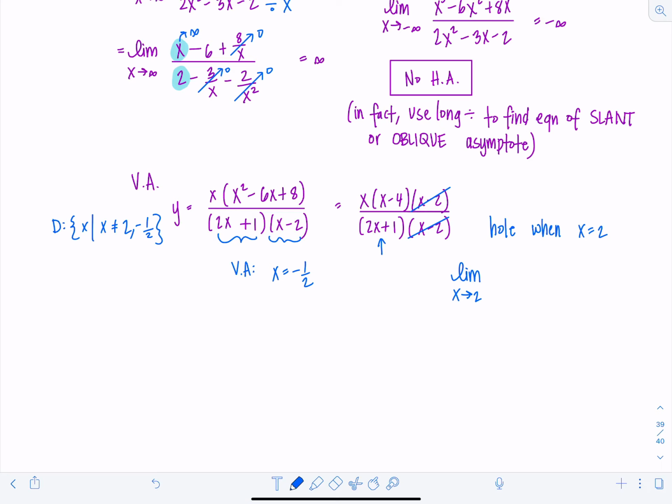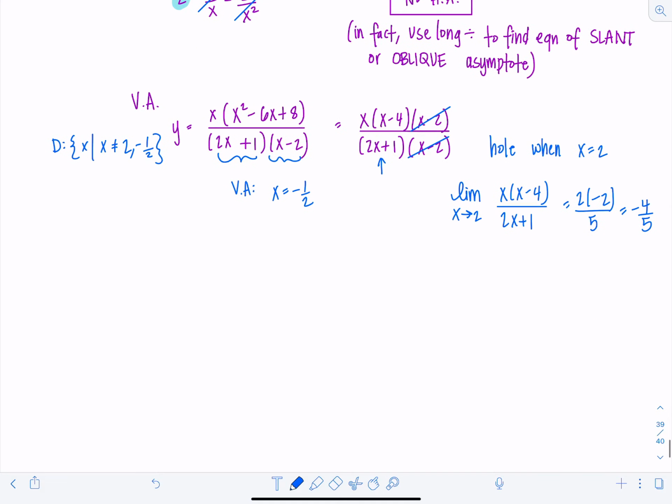of our graph of f of x, and we'll have x times x minus 4 over 2x plus 1. The x minus 2 is canceled out, and you get 2 times negative 2 over 5, so negative 4/5. So you're going to have a hole or an open circle in your graph at 2, negative 4/5.